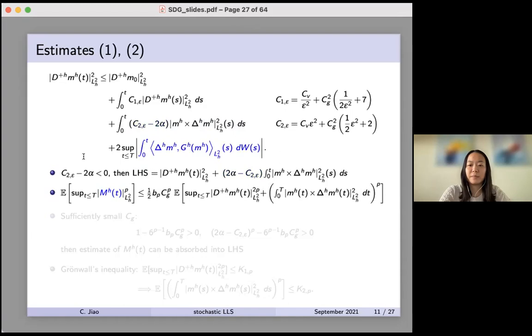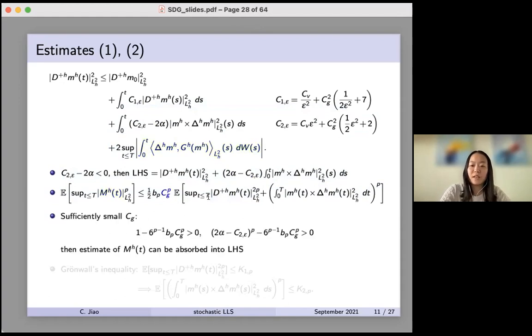This can be treated by the Burkholder-Davis-Gundy inequality. And at the end of the day, what we obtain is a similar estimate containing, again, the square of the discrete gradient and the time integral of the m cross Laplacian squared. We want to absorb this estimate into the new left-hand side, which means we can assume that C_G is even smaller so that the gradient part in the estimate of the stochastic integral gets absorbed into the gradient part of the new left-hand side, and similarly for the m cross Laplacian squared part.